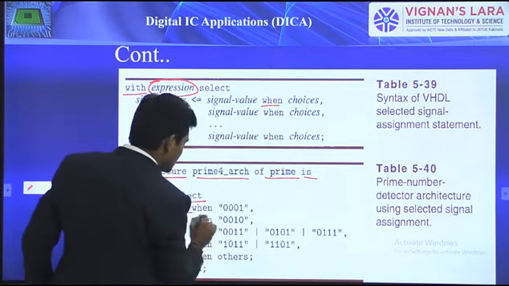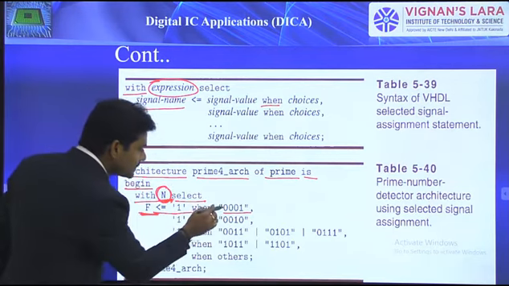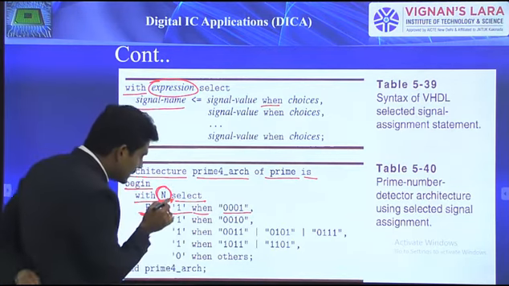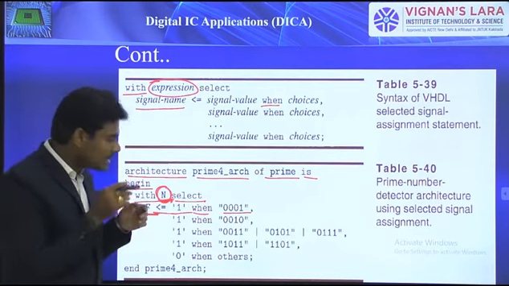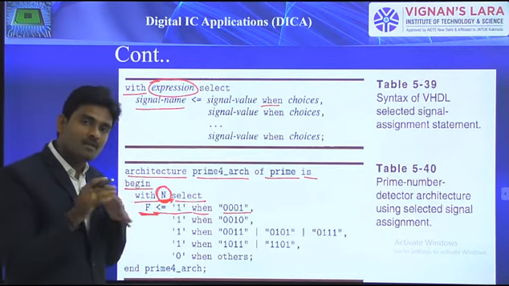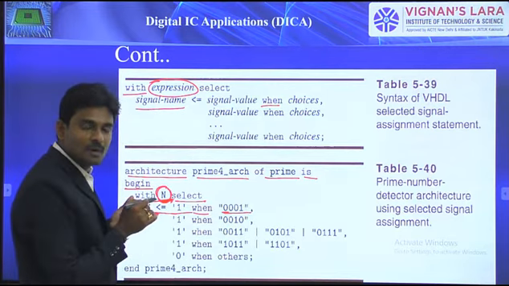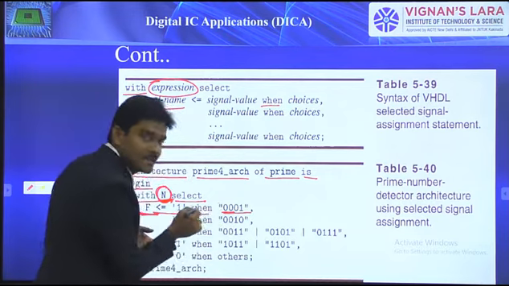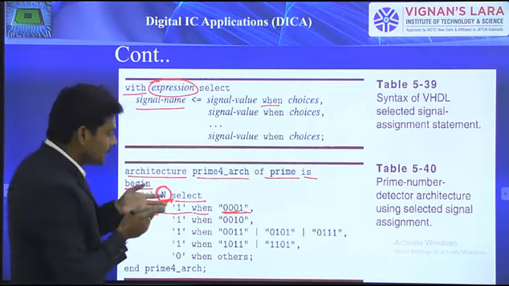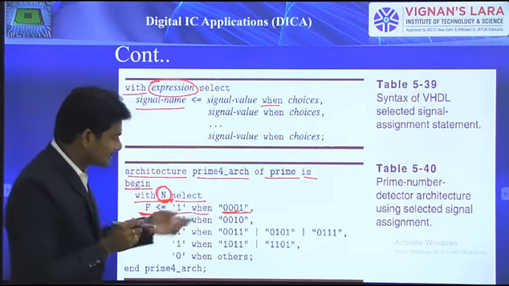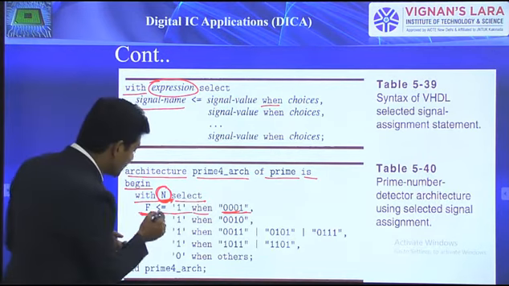When keyword, then choices. Here, if this particular n value as input I applied 0, 0, 0, 1, n is an array 3 down to 0, so the first element is n of 3, second is n of 2, third is n of 1, and fourth is n of 0. So the leftmost one belongs to n of 3, then n of 2, then n of 1, and the last one is n of 0. That means the input we applied is the binary equivalent; if you convert it to decimal, it is 1. So 1 is a prime number, and for that f must be equal to 1.